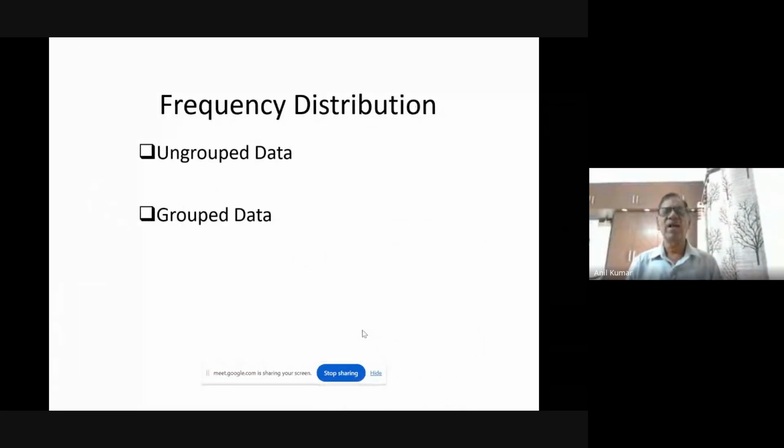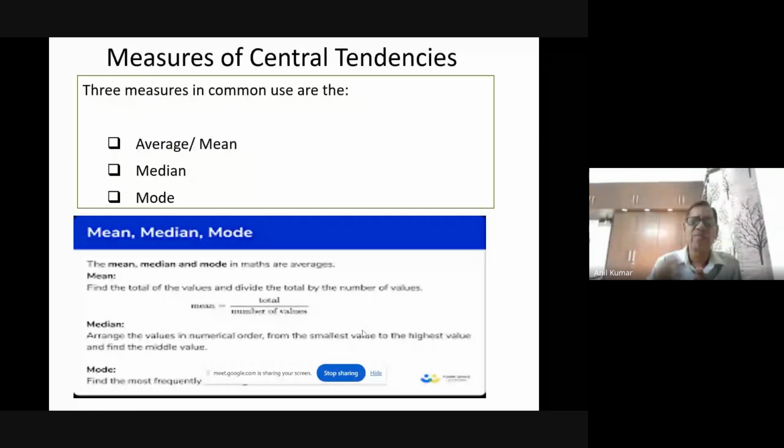Frequency distribution can also be for ungrouped data, and frequency distribution can be for grouped data. So first we have grouped and ungrouped data, then we try to have that here.